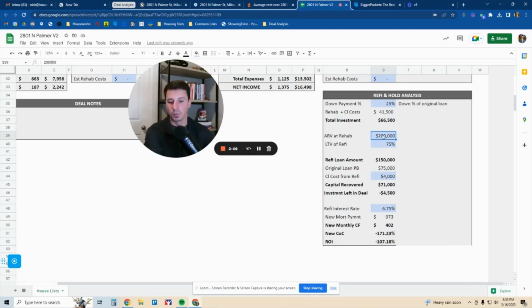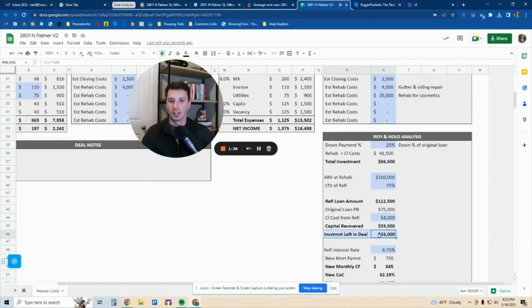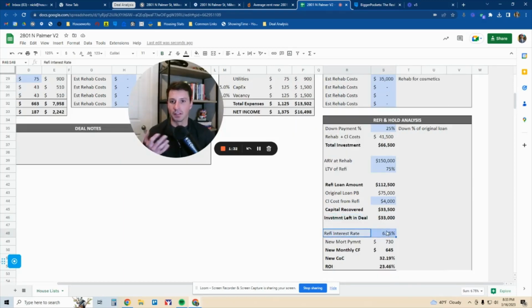I think what's more realistic is if we put an after repair value of about $150,000 here, this is going to be more typical, where once we get this new loan amount of 112, pay back the original loan, pay our closing costs on that refinance, we'd recover about $33,500, which in this case, if we take the total investment minus the capital that we've recovered, we would leave $33,000 of our initial investment in this deal. So at this point, we'd have a property that's completely rehabbed, that's pulling in great rents for $33K. We would then have a new interest rate of 6.75. Our new mortgage payment is $730, and our cash flow in this case would be $645.